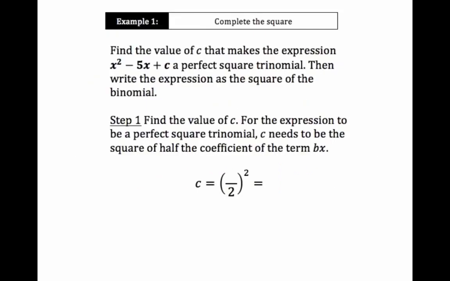Okay, so now we're going to find the value of c. We're going to practice completing this square. We're going to find the value of c that makes the expression x squared minus 5x plus c a perfect square trinomial. And then we're going to write that as the square of the binomial. So step 1, we need to find the value of c. For the expression to be a perfect square trinomial, c needs to be, what we just said, the square of half the coefficient of the term bx. So the square of half of b. Well, what's b? b is negative 5. So c has to equal half of negative 5 squared. Well, if we square that, we'll end up with 25 over 4.